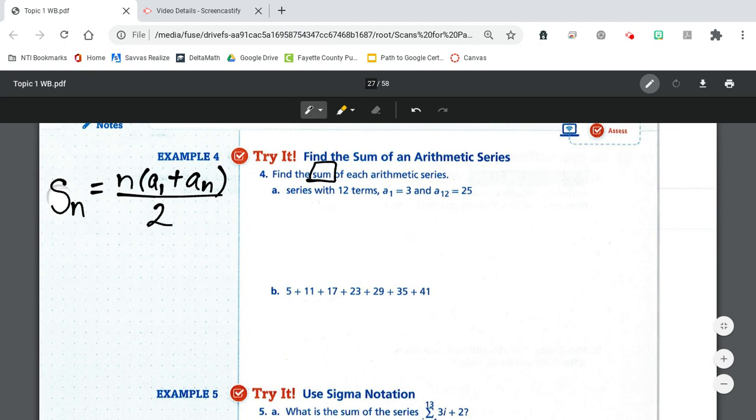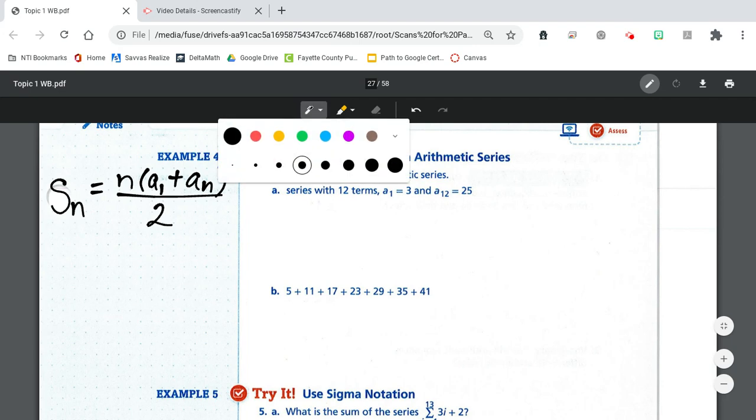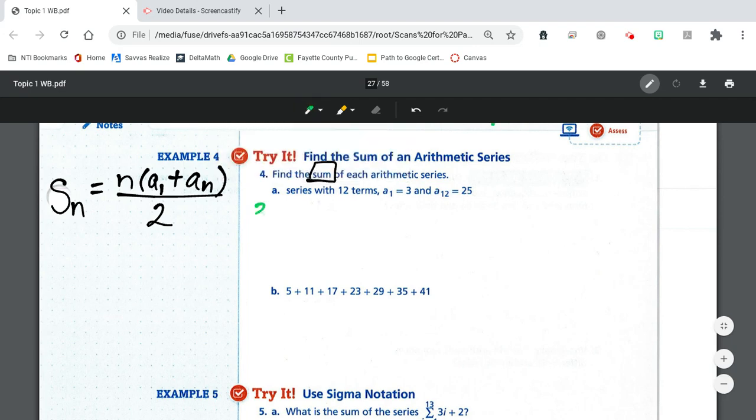So 4a says find the sum of each arithmetic series. It says the series has 12 terms. A1 is 3, so that means the first term is 3. And A12 is 25. So 3, and then something, and then something, and then something, and then something, and then something, and then we get 25. So the first 12 terms. If I want to find the sum of the first 12 terms, I need to figure out how many terms there are. Well, this right here tells me that there's going to be 12 terms, so that tells me n equals 12.